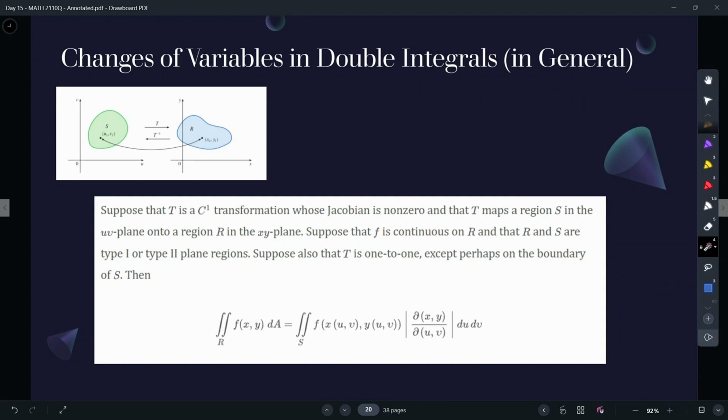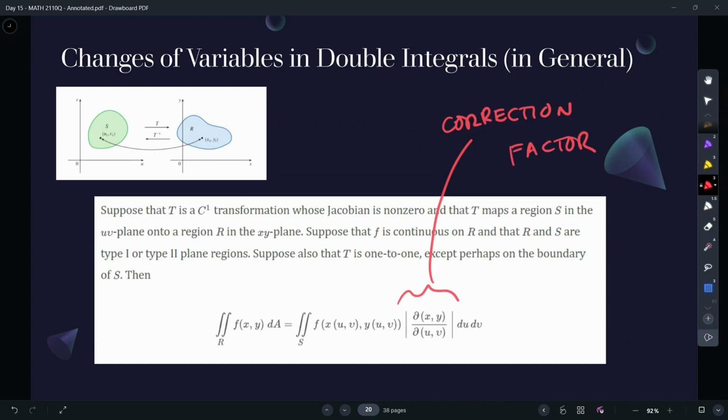So what happens in general for changes of variables in double integrals is that we can transform using a transformation T, a given transformation. I can transform my integral by writing what is the x coordinate in terms of the new variables u and v, the y coordinate in terms of the new variables u and v, but then I have to multiply by a correction factor. So this is what we've called before a correction factor.